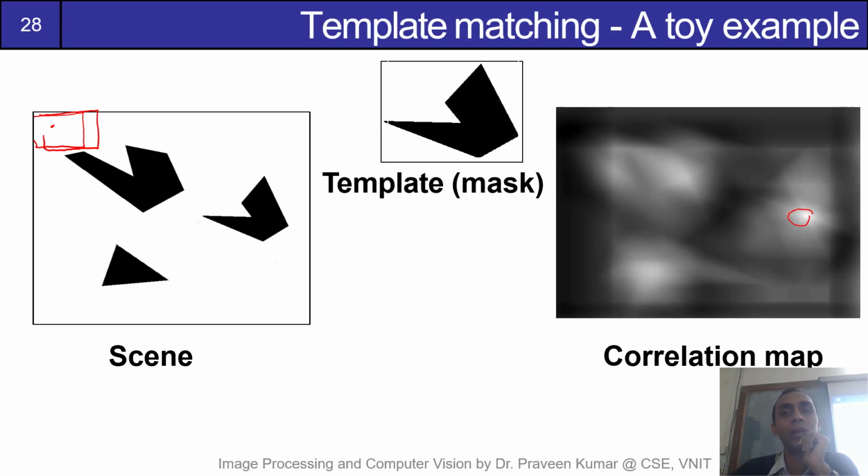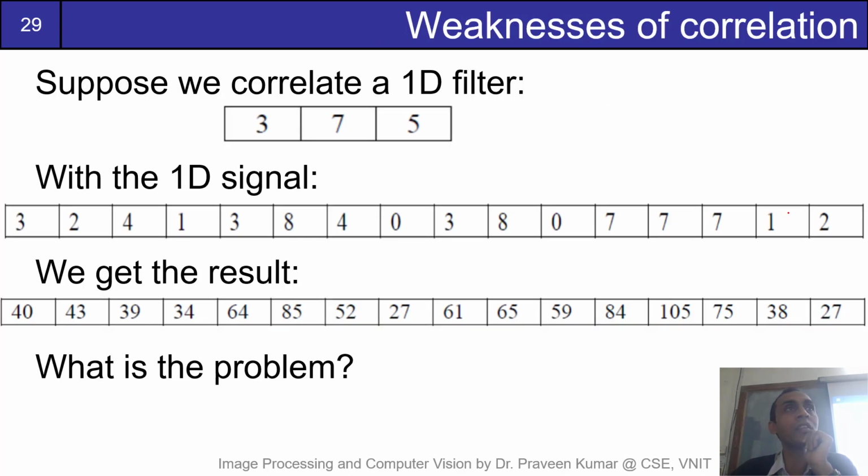First of all, a simple correlation is not always sufficient. Let us try to understand that with an example of a 1D signal. Let us say I have a one dimension filter of values 3 7 5 and I am applying it on a 1D signal with some arbitrary values. I calculate the sum of the product, and on the boundary I just replicate the values: 3 will be replicated here and 2 will be replicated at the end, for padding purposes, and I get this score.